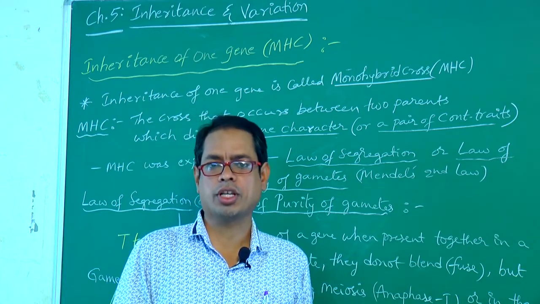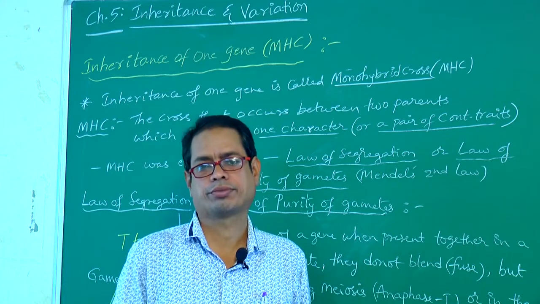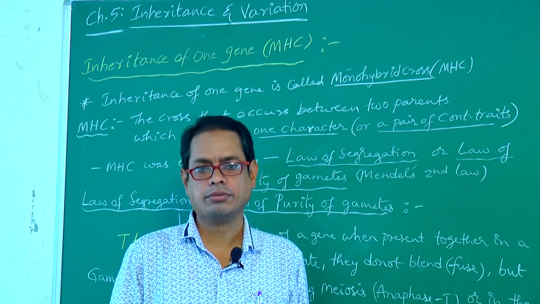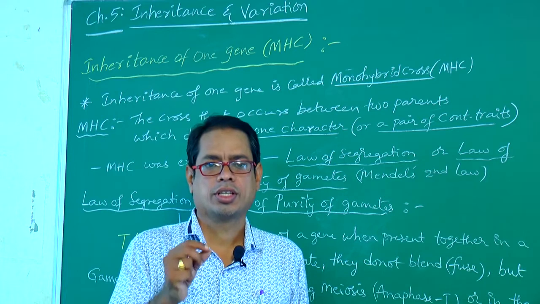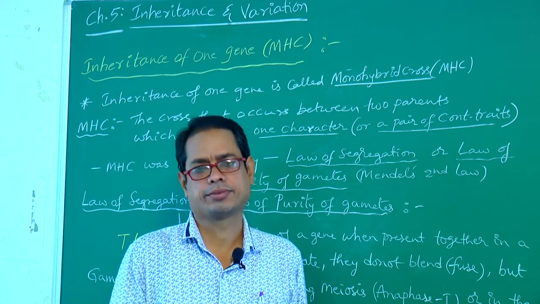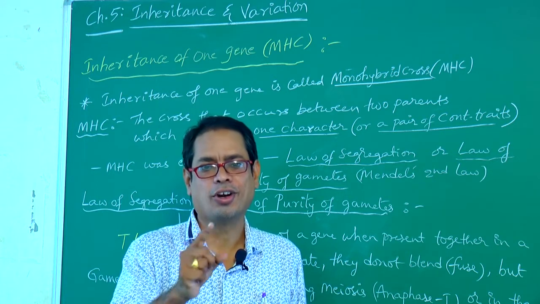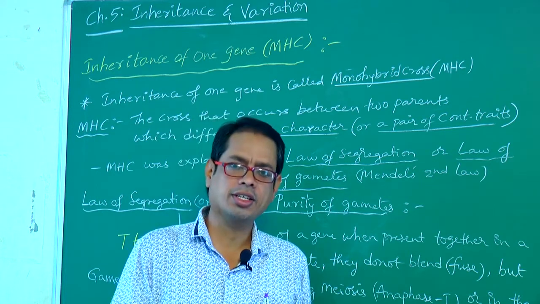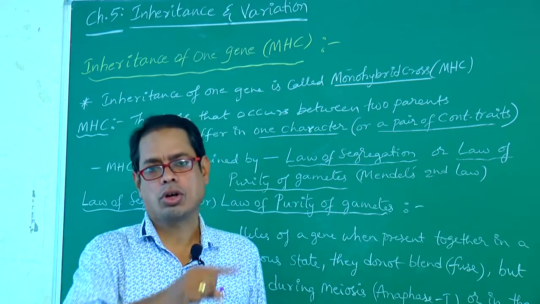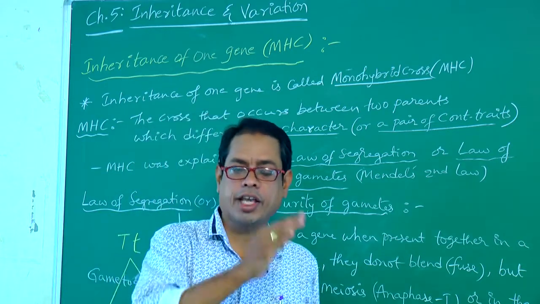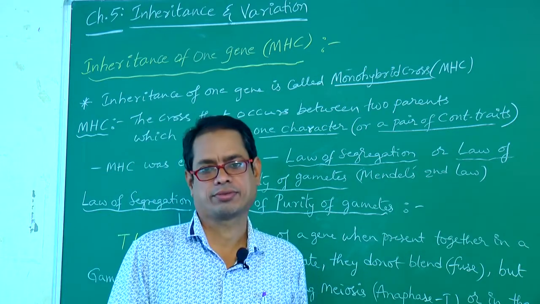Most of the students may confuse in those 2. Okay. Seed shape: dominant character is round, recessive character is wrinkled. So, we have to study that tabular form, 7 characters.